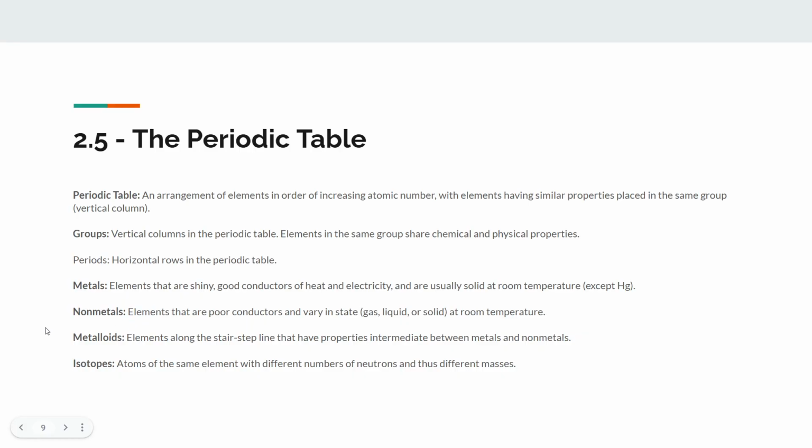Metalloids or semi-metals come after the transition metals, which is a specific part in the periodic table, and they have properties between metals and non-metals. Isotopes are atoms of the same elements with a differing number of neutrons, and thus they have different atomic mass, different masses.